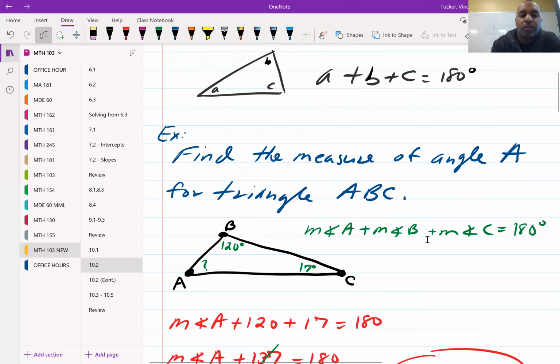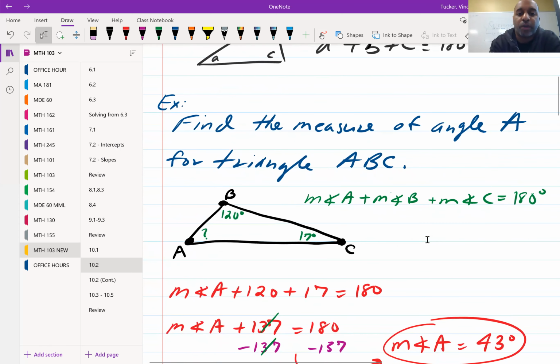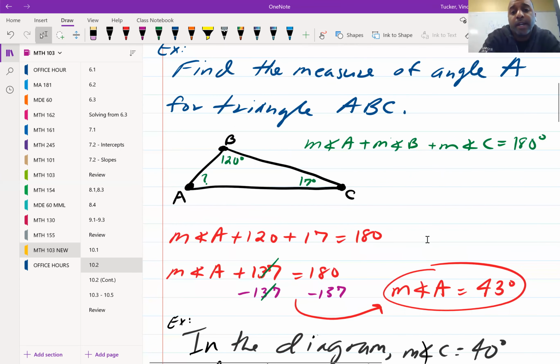Okay, so that's 137. Then subtract 137 from both sides. And that'll be 43 degrees for angle A. Or if you just wanted to subtract 120 and 17 from 180, that still would give you 43. It just depends on if you want to set up an equation or not.